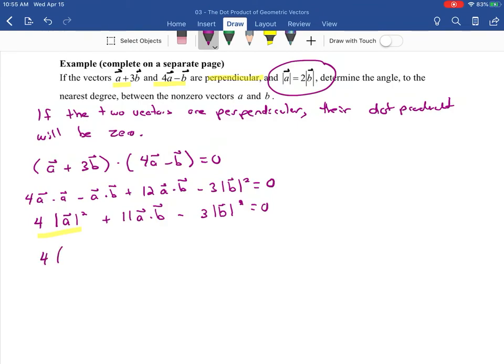I can sub it in right here. So instead of magnitude of a squared, I'm going to sub in for magnitude of a and say that magnitude of a is 2 magnitude of b, and that all gets squared.